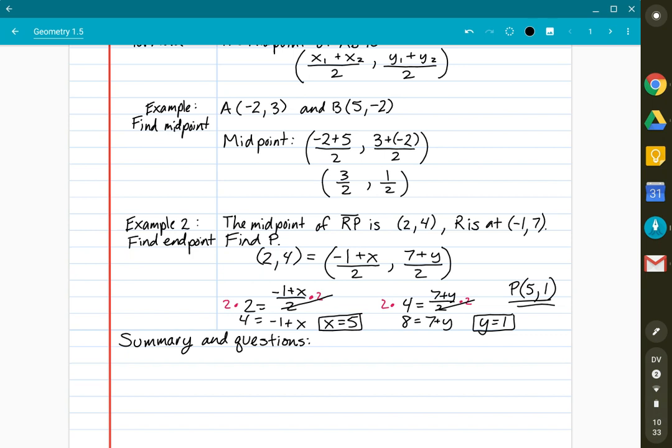In this way, we were able to find that the other endpoint, P, is at (5, -1).